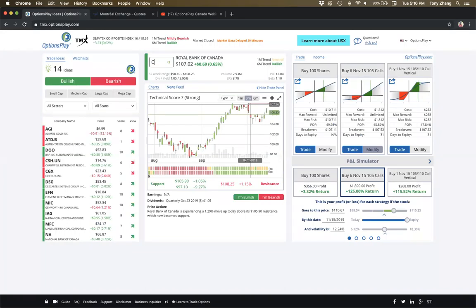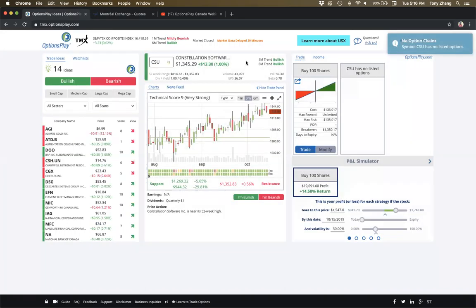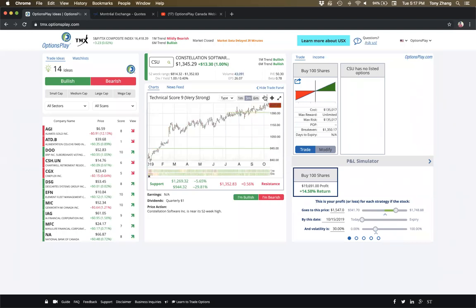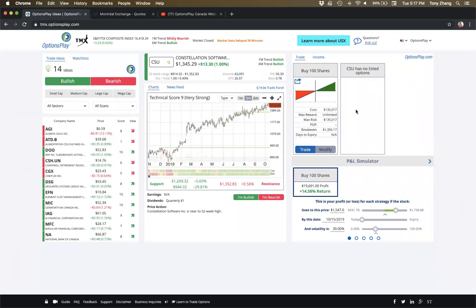CSU. My guess is because it actually trades very few shares, 43,000 shares a day. That's pretty low. Granted, it's a high price stock, but that's a very low volume. So my guess is it's related to that, which is probably why it doesn't list options.